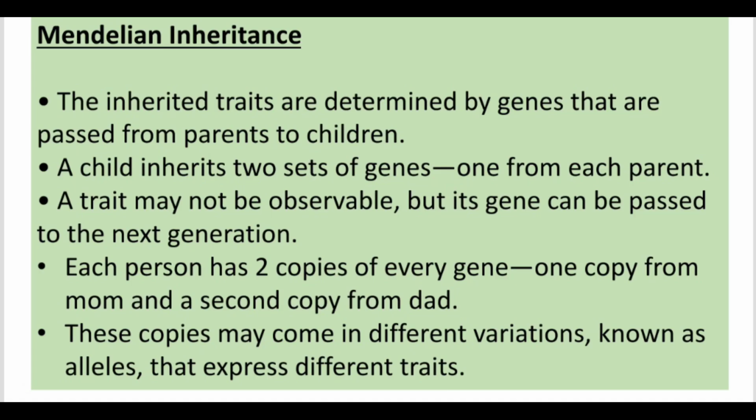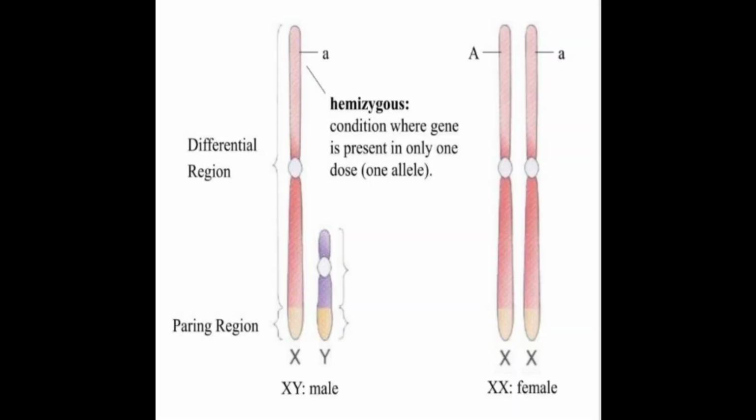Now we are going to learn about a very important topic, which is Mendelian inheritance. The inherited traits are determined by the genes that are passed from parents to children. So the inherited traits are nothing but what we are carrying from our parents. A child inherits two sets of genes, one from each parent. As I have shown you in the sex determination cross, XY is for the male gamete and X is for the female gamete. So whatever we carry, if the female child has XX, then one X may be from the father and another X will be from the mother.